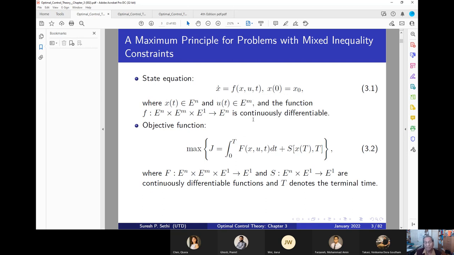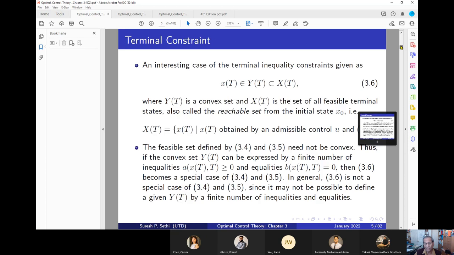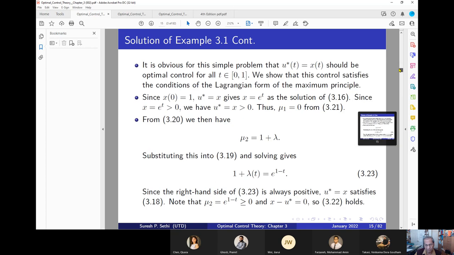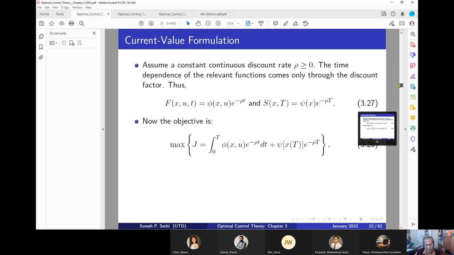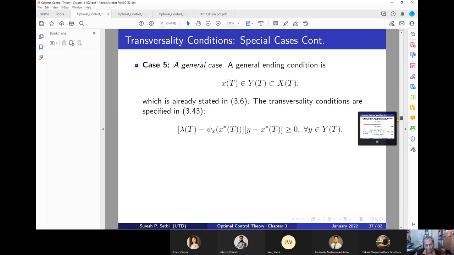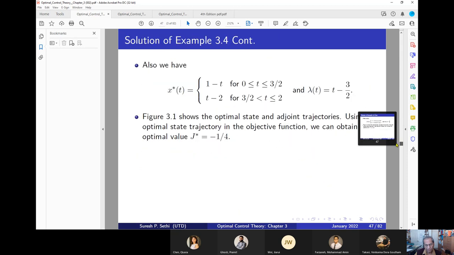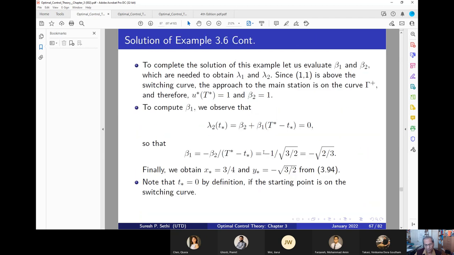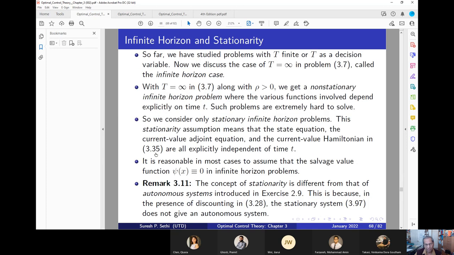F and small f do not depend on time, and we're only looking now at a stationary problem. We will not look at the non-stationary infinite horizon problems. There's literature on that. It's not a problem that hasn't been studied, but it's not so interesting for us. So this is the second bullet, third bullet: we only consider stationary problems, okay.